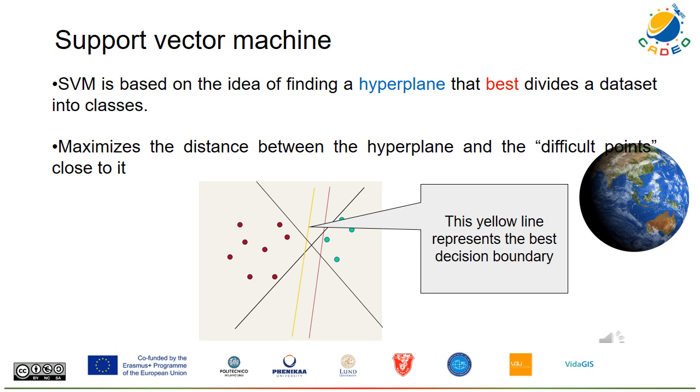Here, one question is that because we can create many lines to separate these points, which line should be the best one? In this example, we can see the yellow line represents the best line, or we can also call it the best decision boundary. Here, the decision boundary can be used to separate the two classes very well. Here we can see it has a certain distance to both classes.